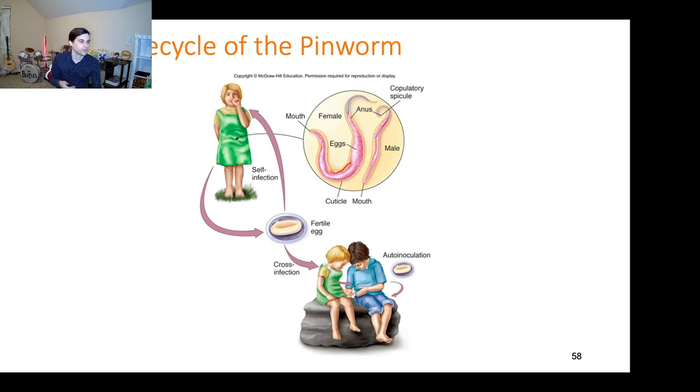Now, there might be 4 or 5 female pinworms that do this. And the eggs are really itchy and really irritating. So the little child will reach back there and scratch when they wake up to try to get the itching to stop. And when they do that, they get the little eggs all over their hands. Then they stick their hands in their mouth, their friend's mouth, and that's how the cycle continues.